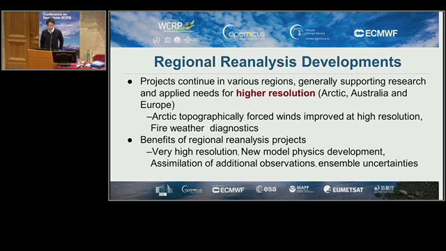Next, these are main points regarding regional reanalysis development. Regional reanalysis projects continue in various regions, generally supporting research and applied needs for higher resolution. In focusing on a specific region, regional reanalysis projects provide benefits such as going to very high resolution, thereby providing a platform for new model physics development, enabling assimilation of additional observations, and estimating ensemble uncertainties.